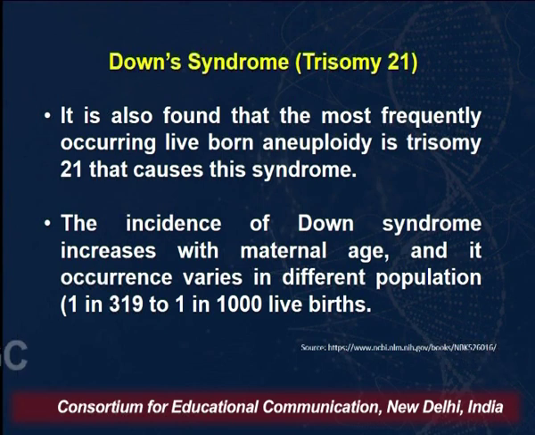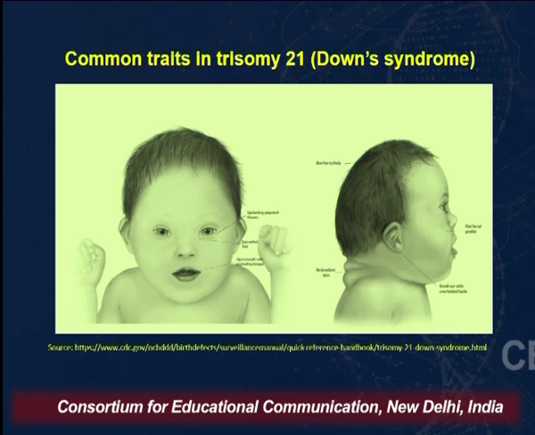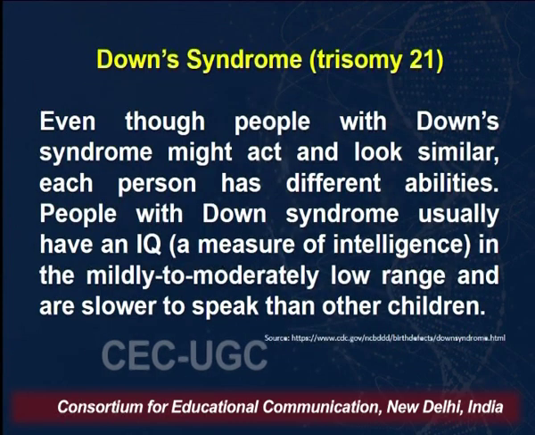It is the most frequently occurring live-born aneuploidy, mainly because of trisomy 21, which causes various syndromes. It occurs in about 1 in 319 to 1 in 1000 live births in different populations. If we see the images here, this is a baby suffering from Down syndrome. We can see many of the characteristic features or common traits associated with Down syndrome.